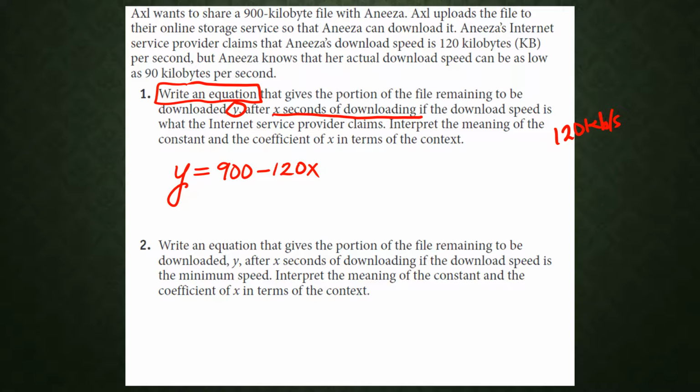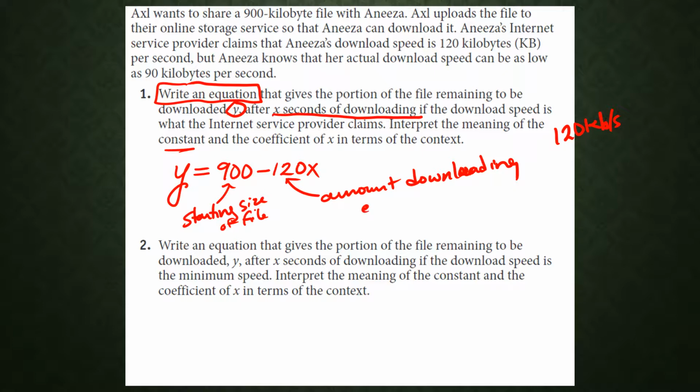So when we interpret the meaning of the constant, that's 900, the starting size of the file, and then the minus 120 is the amount downloading each second. The reason it's negative is because this represents the amount left. So it starts out at 900 and it's going down by 120 each second as it downloads.